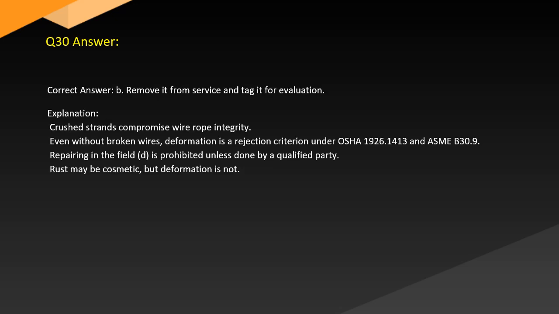Answer. Correct answer B. Remove it from service and tag it for evaluation. Explanation. Crushed strands compromise wire rope integrity. Even without broken wires, deformation is a rejection criterion under OSHA 1926.1413 and B30.9. Repairing in the field (D) is prohibited unless done by a qualified party. Rust may be cosmetic, but deformation is not.